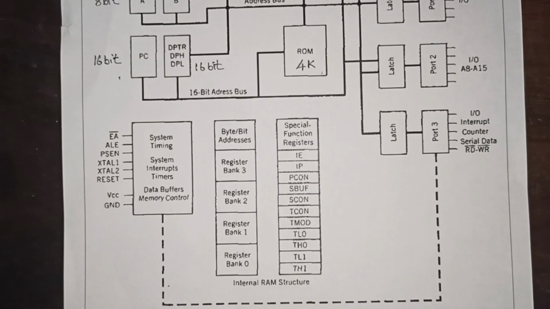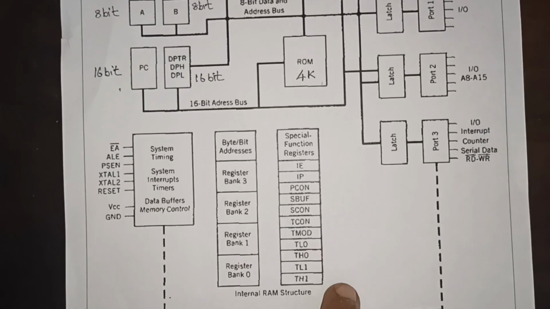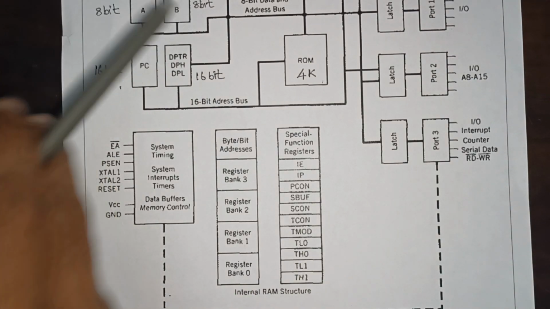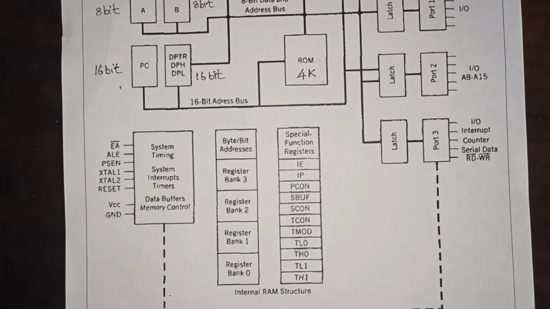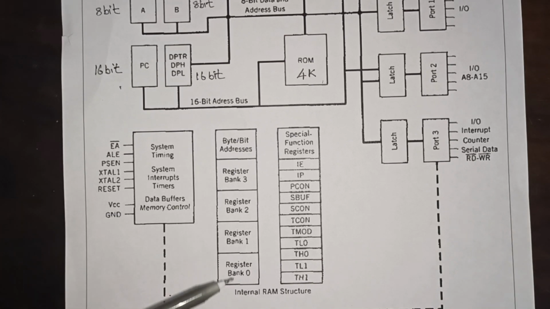Now coming to this block. This block is nothing but the expansion of our internal RAM. This RAM is expanded here. The internal RAM contains register banks. Apart from these two registers A and B, we also have other registers, named R0 to R7. Each bank has 8 registers, R0 to R7. We can select any of these banks in our program. By default, this bank is selected.